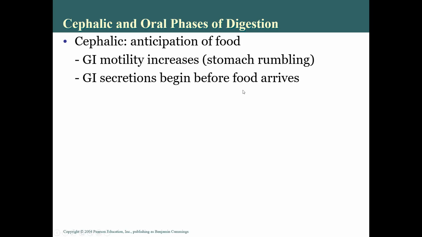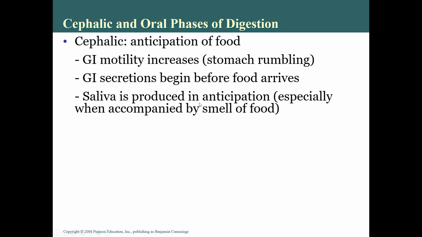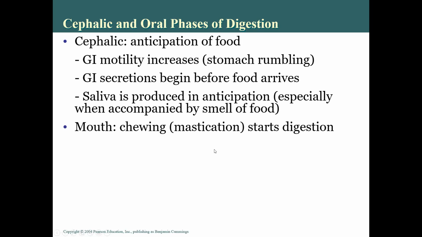GI secretions begin before food arrives, anticipating the food getting there, so that when you do eat, there are already digestive enzymes in your stomach. Saliva is produced in anticipation of food. And then if you smell food, of course, you're going to salivate a lot, especially sour food. Sour foods like, what am I thinking of? Vinegar. You smell a pickle, you're going to produce a lot of saliva.